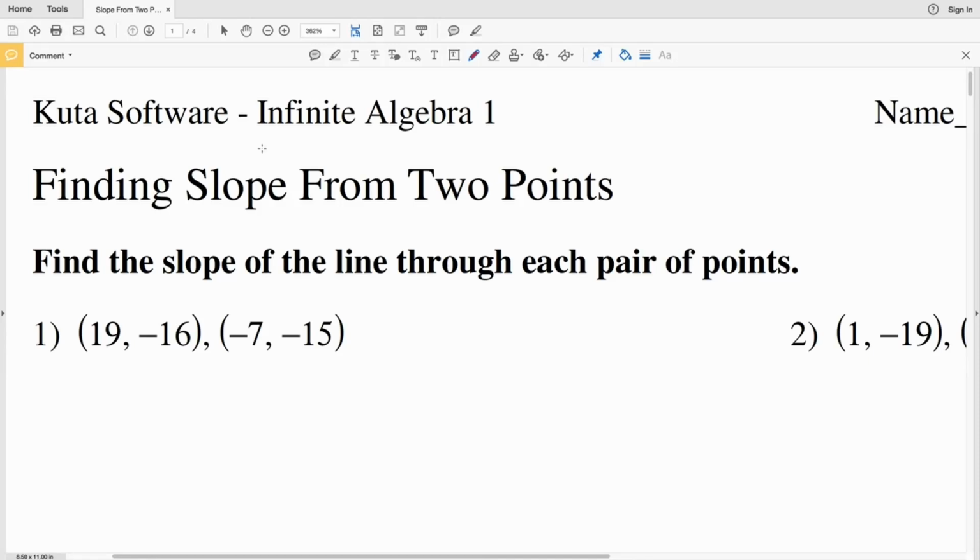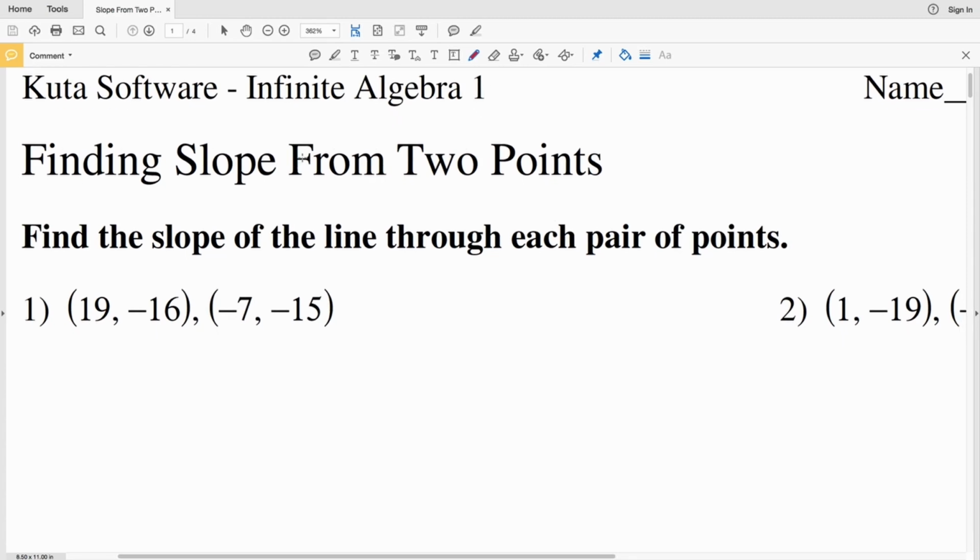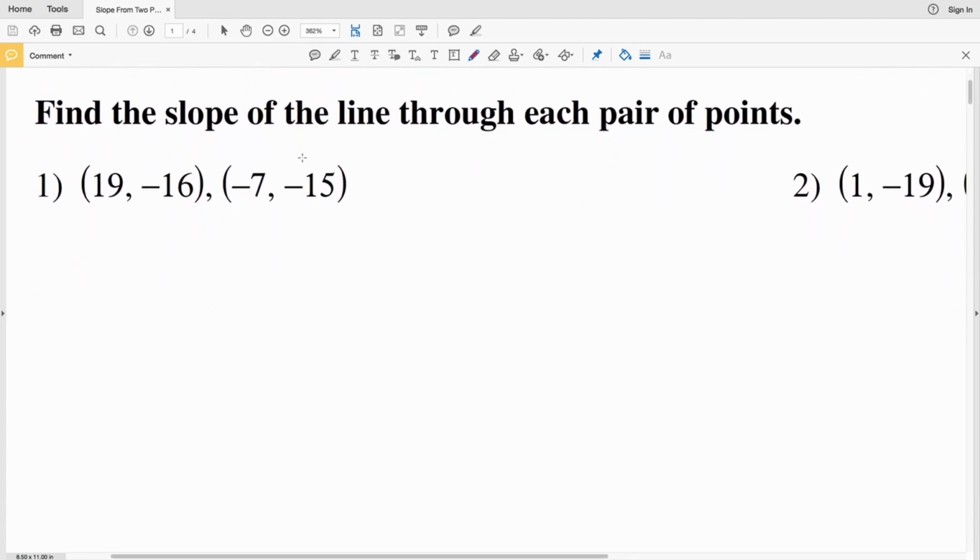In this video, we'll start the Kuta Software Infinite Algebra 1 free worksheet, finding slope from 2 points. I'll go ahead and split this up into 2 separate videos, doing the first page in the first video and the second page in the second video. Our directions are to find the slope of the line through each pair of points.